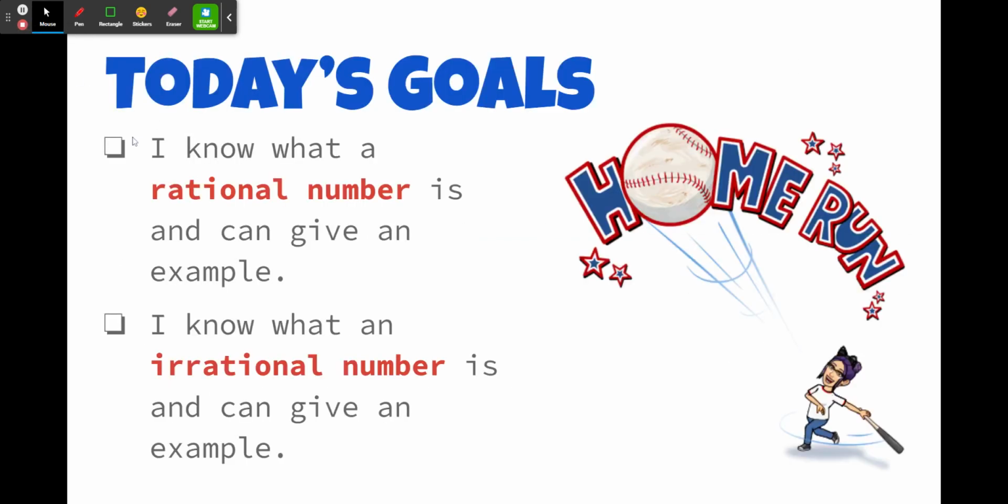Today's goal: I know what a rational number is and can give an example, and I know what an irrational number is and can give an example.